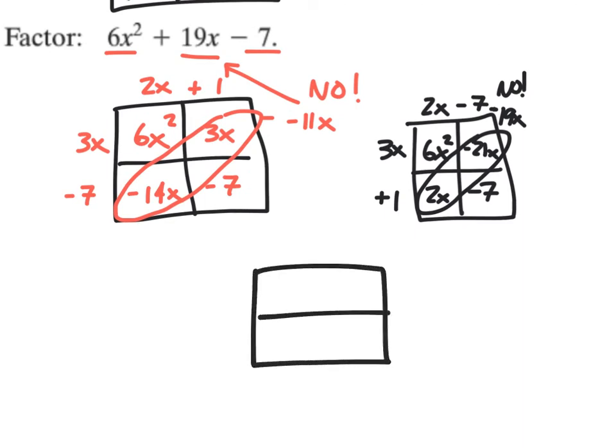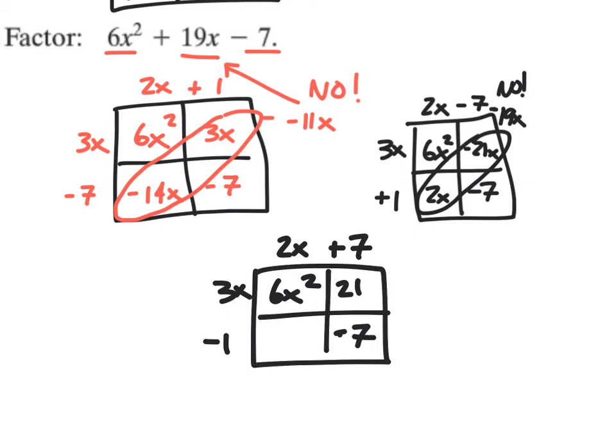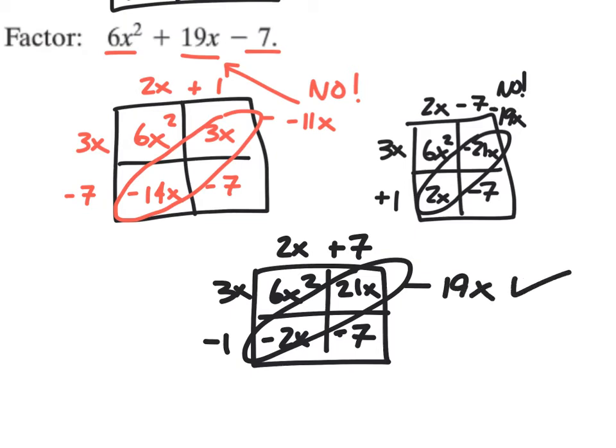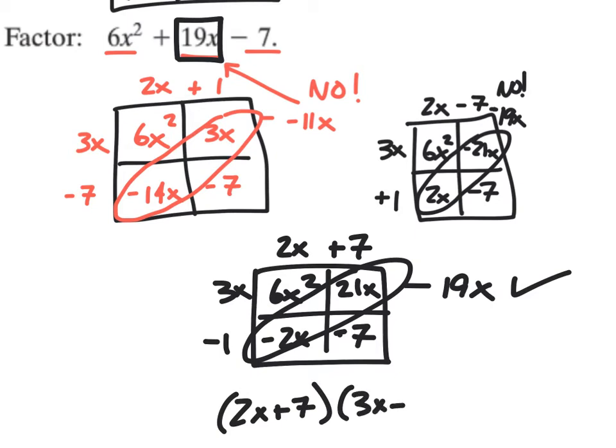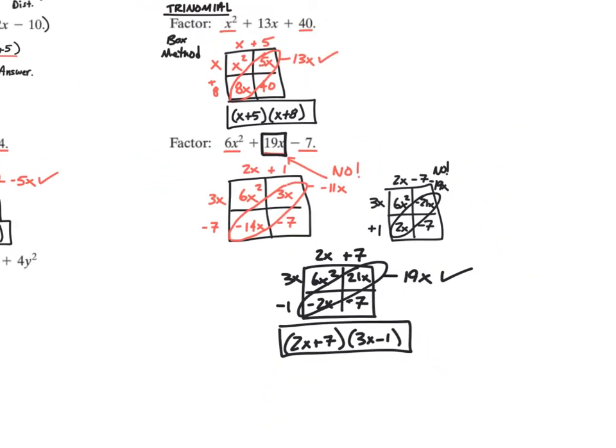I'm going to put the 6x squared down here, put a negative 7 here. I'm going to do 2x, 3x. This is going to be negative 1. This is going to be positive 7. So that's going to give me positive 21x, and this is going to give me negative 2x. Combine your like terms here, and that's going to give me positive 19x, that's what we're looking for. We are good. So this factors to 2x plus 7 times 3x minus 1. It might take you a minute to get these down, but that's okay.